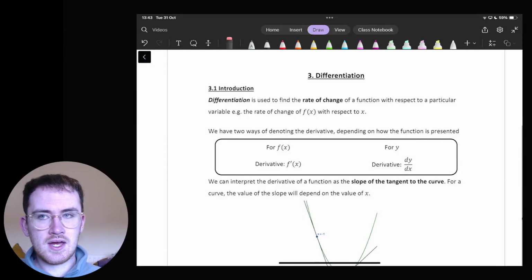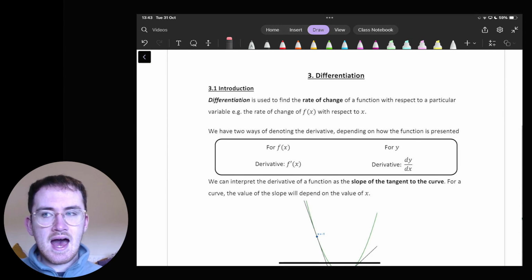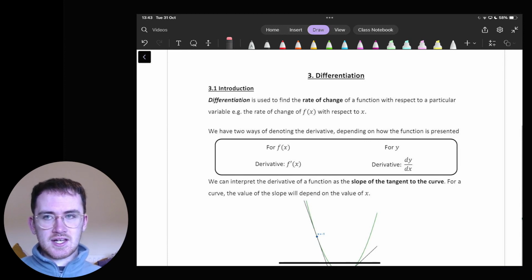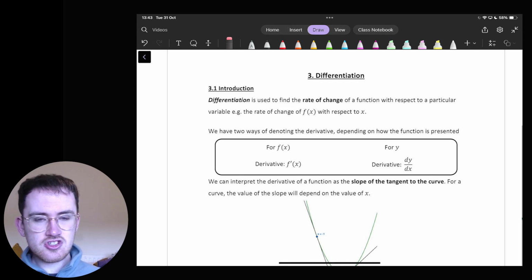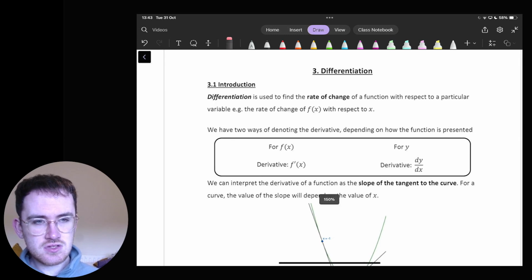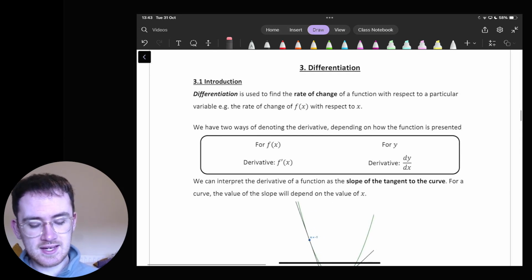We're going to look now at differentiation, I suppose, in the general sense. And specifically, we're going to start by looking at differentiating by first principles. But let's just generally look at what we mean by differentiation. Differentiation is used to find what we call the rate of change of a function. So the rate of change.